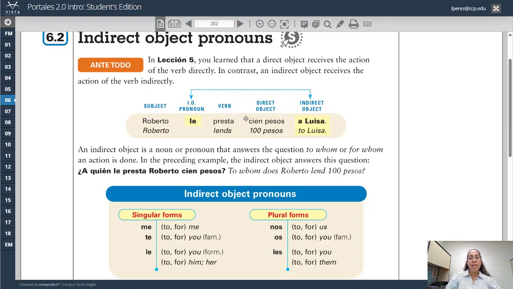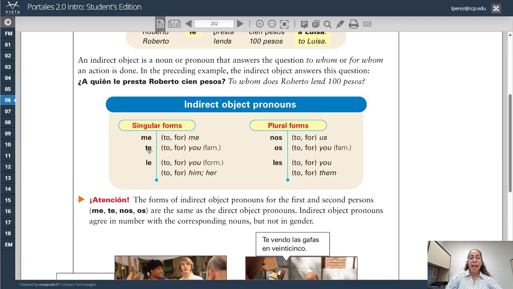So Roberto le presta 100 pesos a Luisa. Luisa is my indirect object, but the pronoun that must be present is le. Really, Luisa is a clarifier because le can mean to her, to him, to you, like usted. It can be to Juan, to Maria, to Paco. And then les is also very general when you're saying it's for you, like ustedes, or for them, like a ellos, a ellas, a ustedes. So that's why we use those clarifiers.